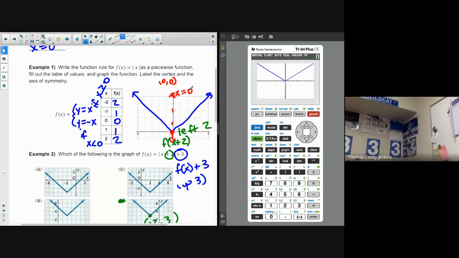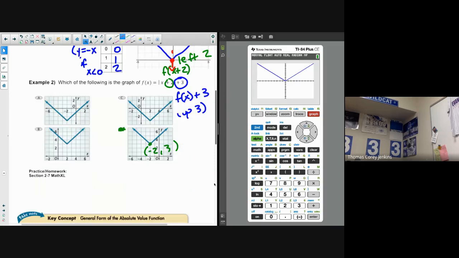So, looking at the one we just did, its vertex is obviously at -2, 3, and its axis of symmetry is the line x equals -2. Okay, notice that your axis of symmetry is x equals the x coordinate of your vertex. Okay, so I said I would show you that in the graphing calculator, so let me do that real quick and then we'll move on.